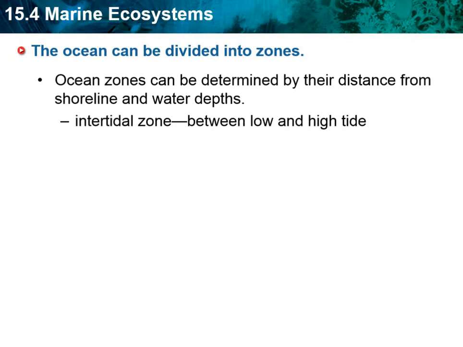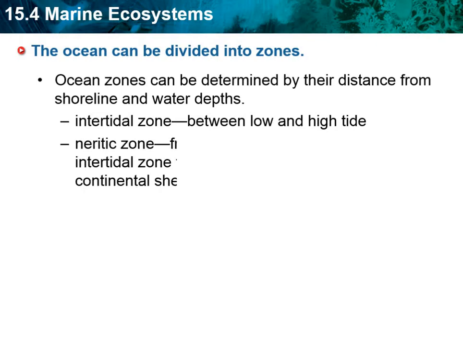So you end up having the intertidal zone, and that's going to be the area that is high tide to low tide. So that's going to be where you'd find tide pools and things like that if you've ever been to the ocean. The neritic zone is going to be from the intertidal zone to the continental shelf. So it's going to be from wherever the intertidal zone is at the time to where the continental shelf drops off. Another name for this one would be the coastal zone.